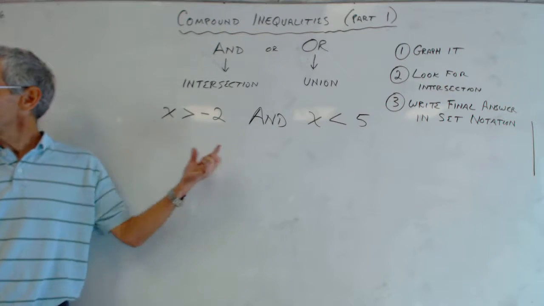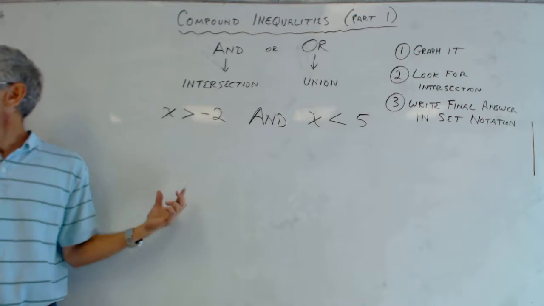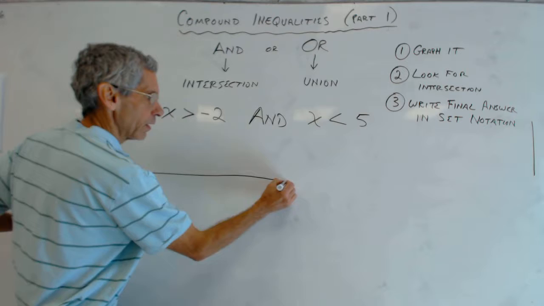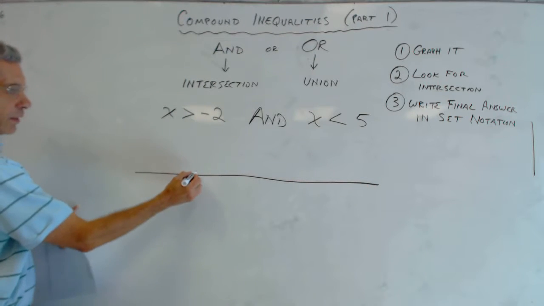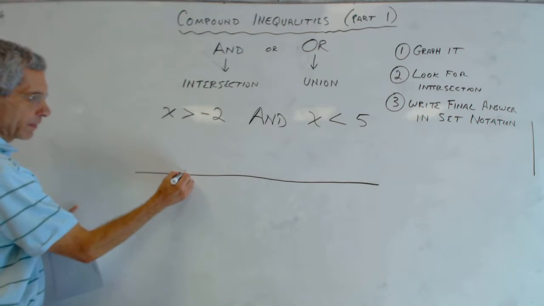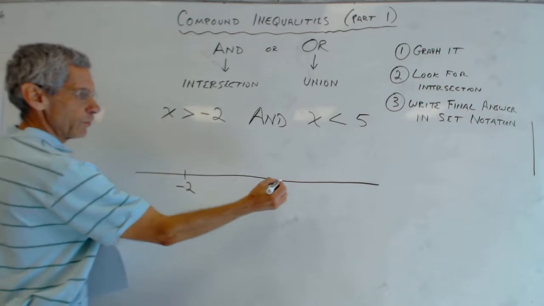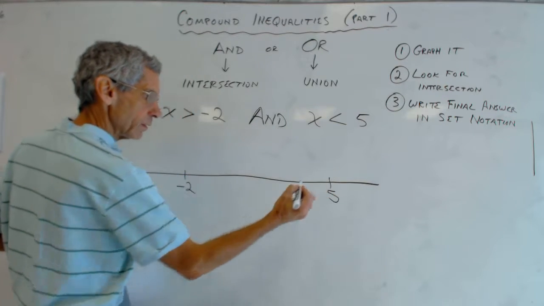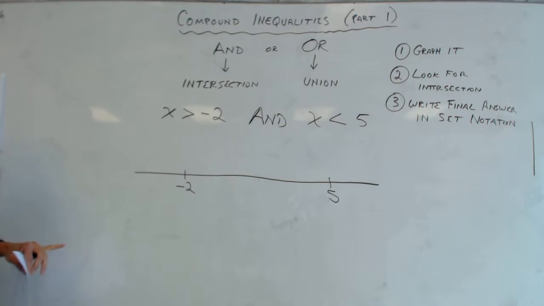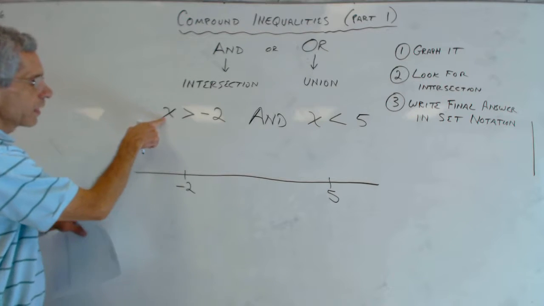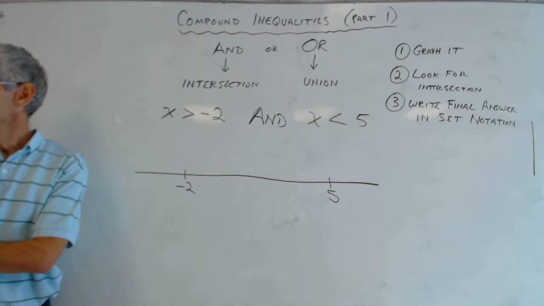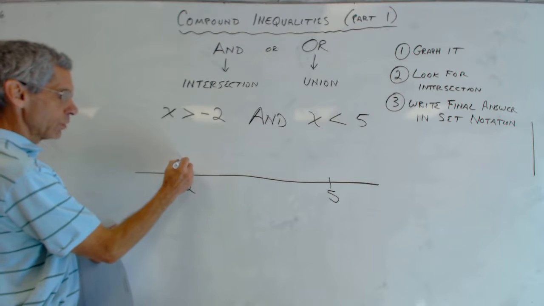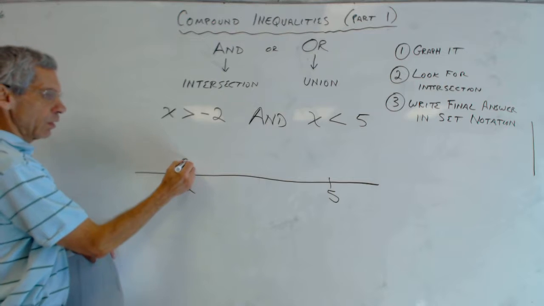This is not bad. This is actually two separate inequalities, and I'm going to put them both on my graph. So here it is. I've got a number line right here, and I'm going to put -2 here and 5 here. Don't you agree that -2 should be on the left and 5 on the right? It's a number line, right? I'm going to graph this. This one says x is greater than -2. How would I graph that? An open circle over the -2, and then an arrow going to the right.